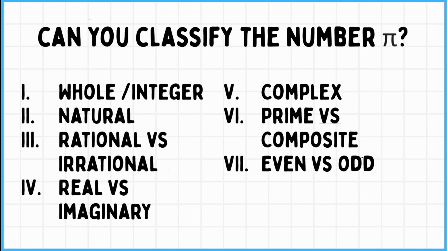Last one. Can we classify the number pi? So pi is not a whole number, nor is it an integer. It's not a natural number because it's not a whole number. It's irrational, it's real, and it's neither even nor odd.